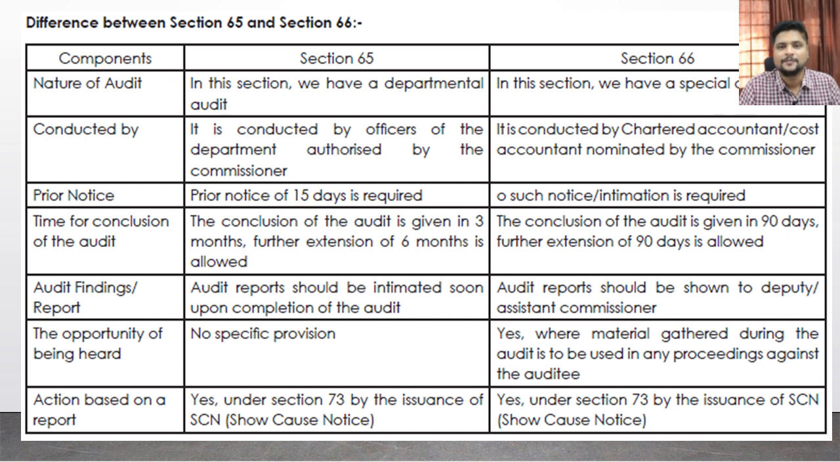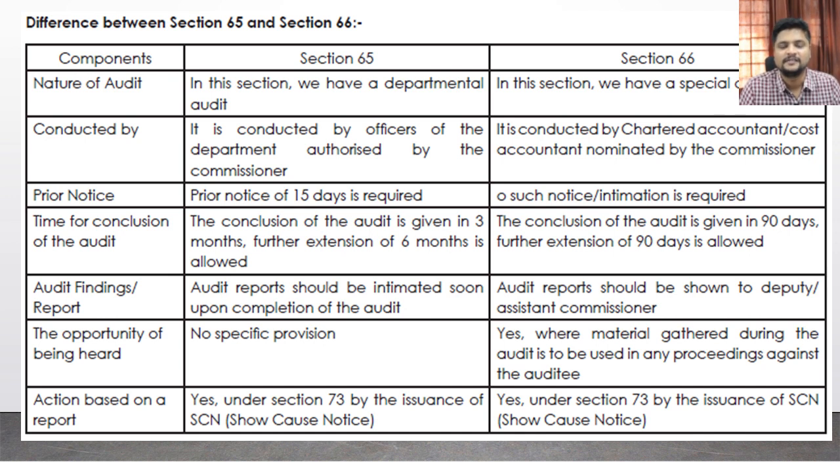In the case of special audit, it can be done by a CA or a CMA, who will generally be nominated by the commissioner. The third one is prior notice. Under section 65, prior notice of 15 days is required. Here there is no requirement of prior notice, but an intimation is required. It does not have any specific date, but generally an intimation has to be provided by the tax authorities for conducting the special audit. Time for conclusion of the audit is 3 months.